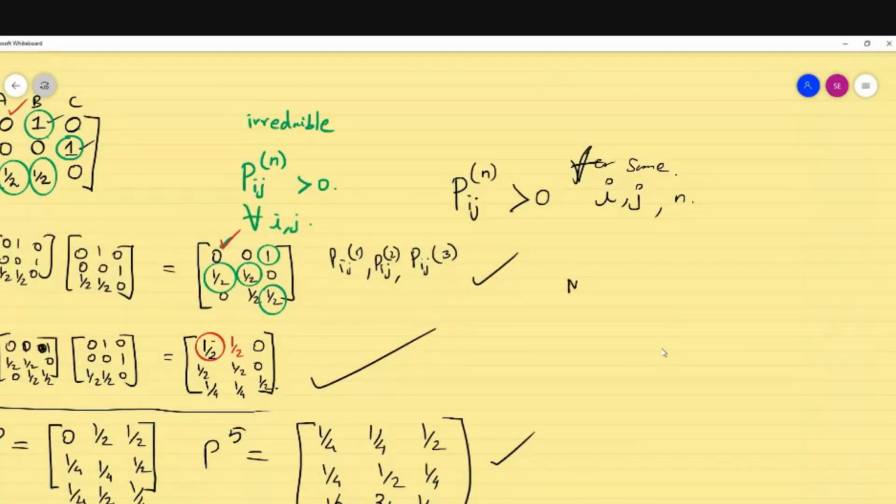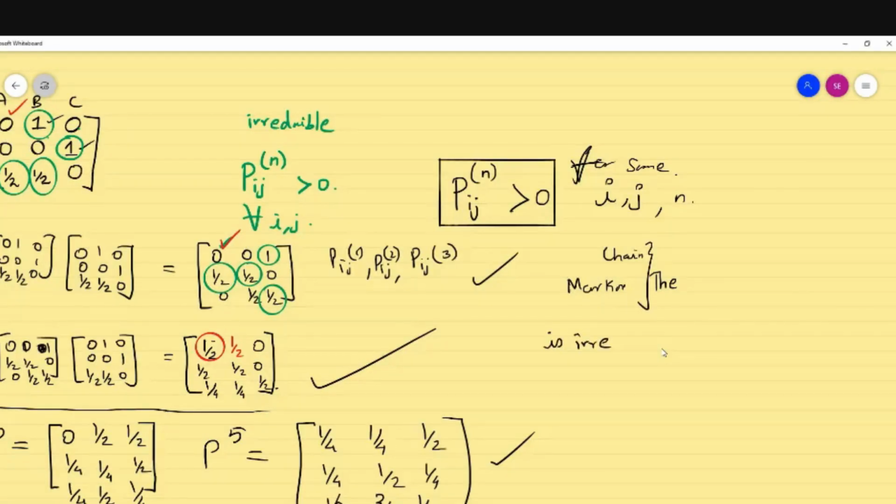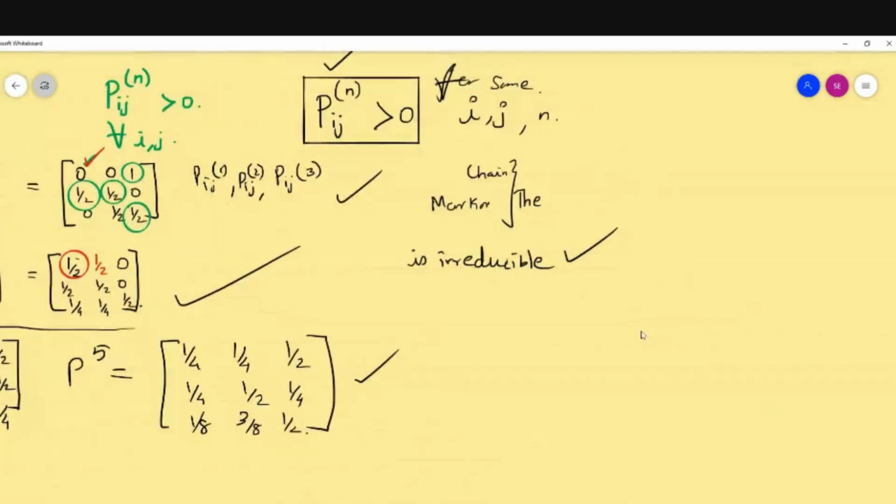So now what we can say, according to the theorem, if all the entries are non-zero at some step, then the Markov chain is irreducible. This may be asked as an MCQ, students. When you say a transition probability matrix is irreducible, then you have to show all the entries are non-zero at some step.